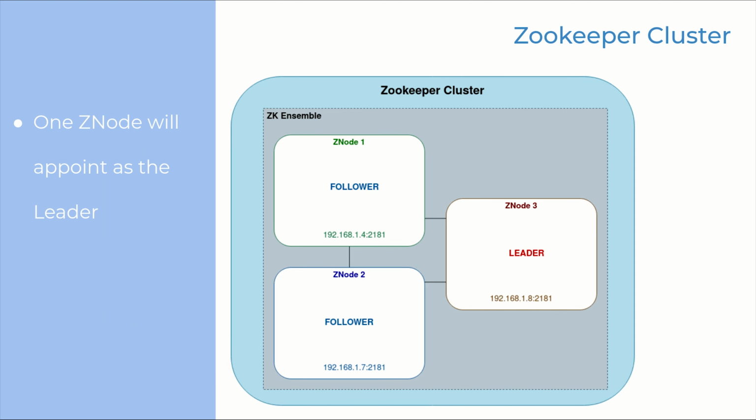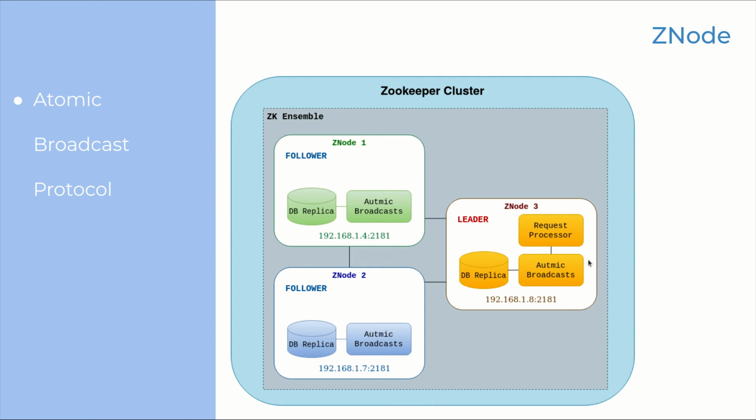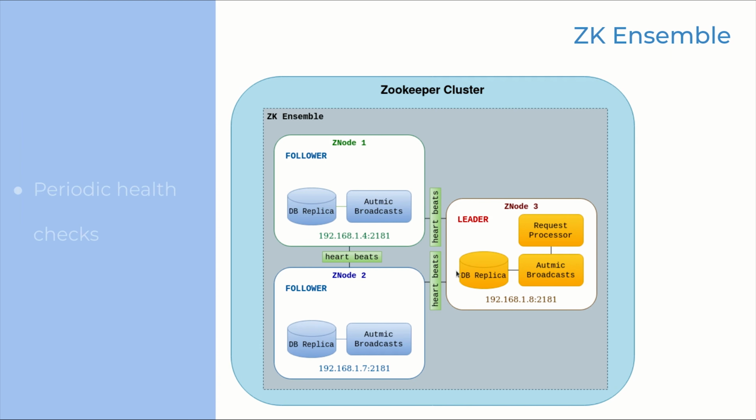So, out of all Znodes at a given time, one node will get appointed as a leader and the others will follow the leader. The internal protocol used in Zookeeper is known as the Atomic Broadcast Protocol, which elects the leader and keeps all nodes in sync. And each node has a DB replica to hold internal metadata. And only the leader will get the control of the request processor to govern the write operations. The leader and the followers will conduct continuous health checks to maintain the ensemble.